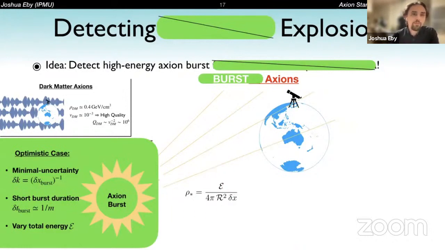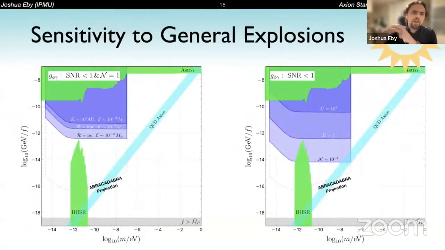In order to do this analysis, we take the total energy of the explosion as a free parameter, contrary to the Bosenova case where it was fixed by the simulation. We also had to assume something about the burst duration and the spread in momentum. So we took optimistic choices for both of those just to see what the reach might be. And this is what you find for Abracadabra.